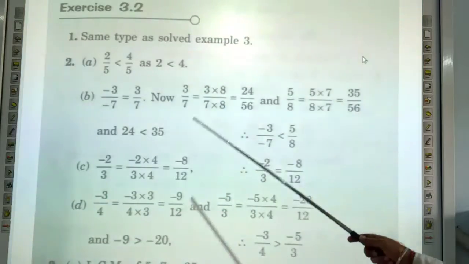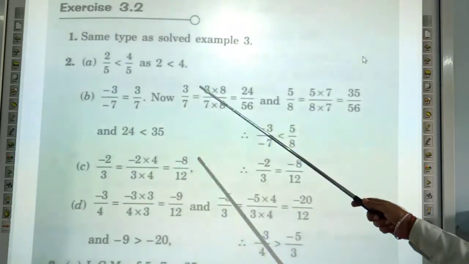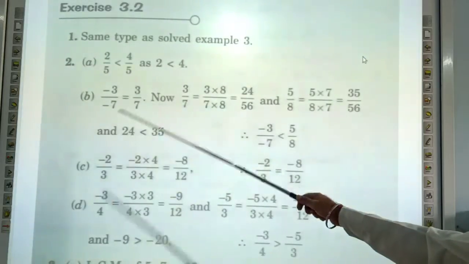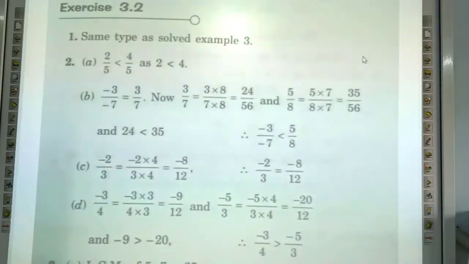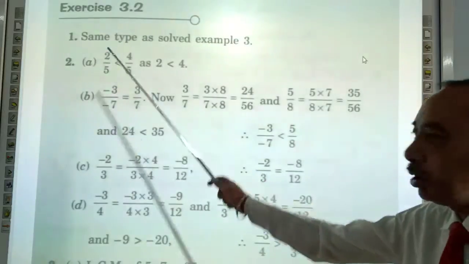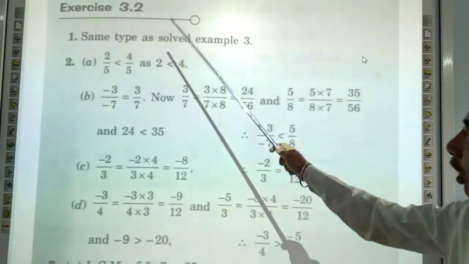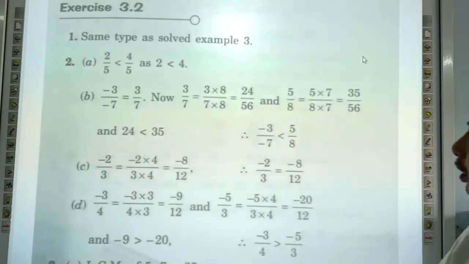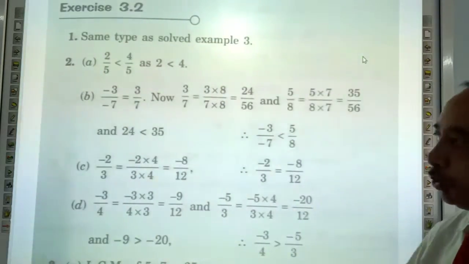Question 2 is 2 upon 5 and 4 upon 5. When the denominators are same, 5 and 5 same, just compare their numerators, and by comparing the numerator, you will be able to compare the complete rational number. Here 4 is greater than 2, it means 4 upon 5 is greater than 2 upon 5. The reason is given here, 4 is greater than 2.